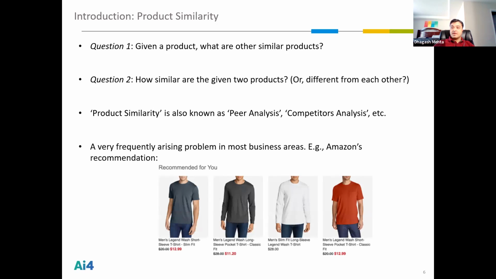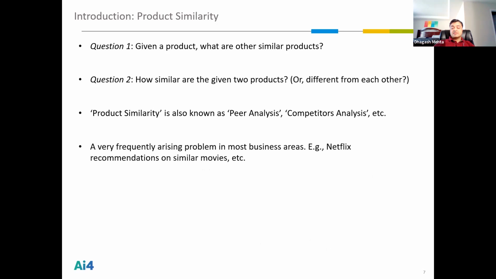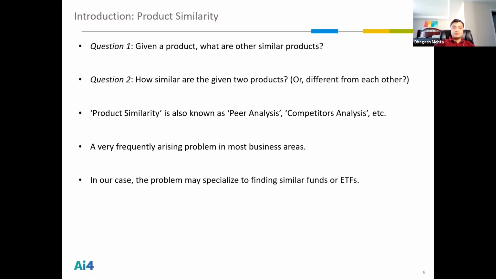You might have already seen some recommendations from Amazon. If you have bought some specific product, it will start recommending some similar products. Similarly, in the Netflix recommendation system, once you watch a movie, it will start recommending some similar movies to the one that you have watched. In our case, what is the product? In my case, the product is a mutual fund or ETF. I'll just call it mutual fund as a generic and colloquial word. I'll not distinguish between mutual fund and ETF for the purpose of this talk.